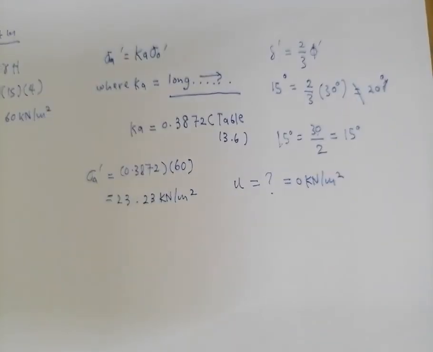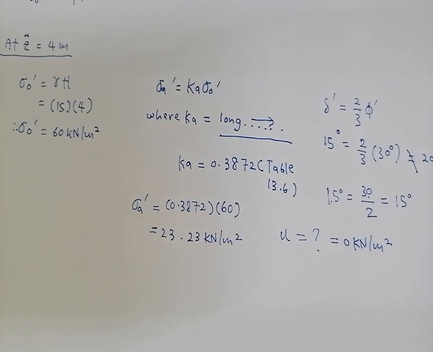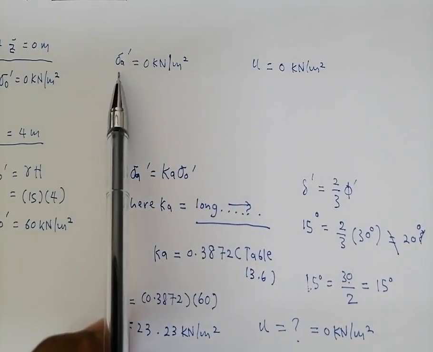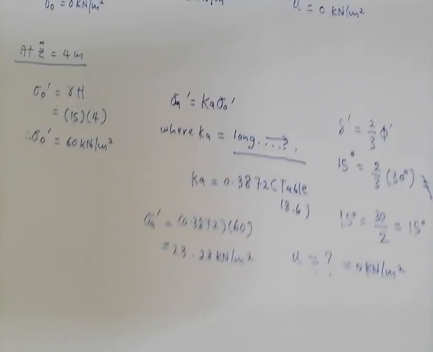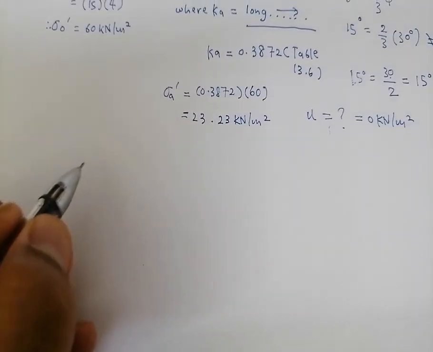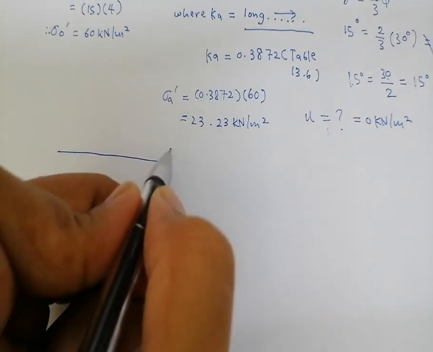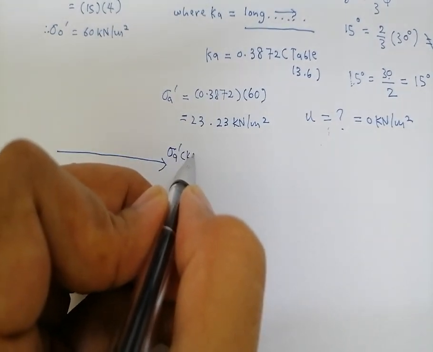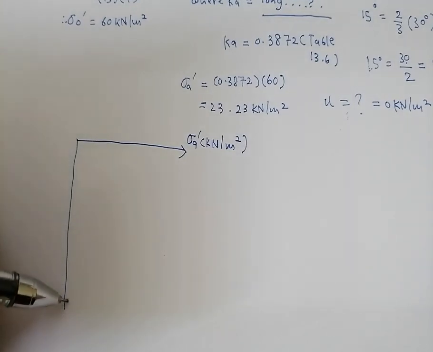So now what we have to do is draw the graph, remember? But in this case, we just need to draw one graph, the Coulomb's active earth pressure, since pore water pressure is 0, just to make things faster. I'm sorry, I don't use a ruler here. So this is, do the axis. This is active earth pressure. Unit is kilonewton per meter square. And the one pointing downward is the Z.